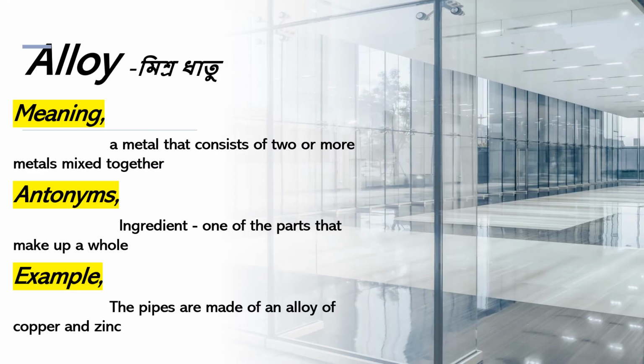Alloy. It means a metal that consists of two or more metals mixed together. A metal that consists of two or more metals mixed together. Its opposite word is ingredient. It means one of the parts that make up a whole. For example, the pipes are made of an alloy of copper and zinc.